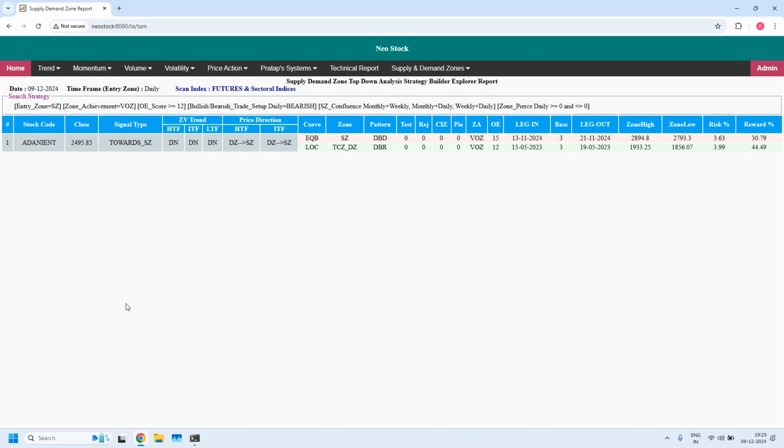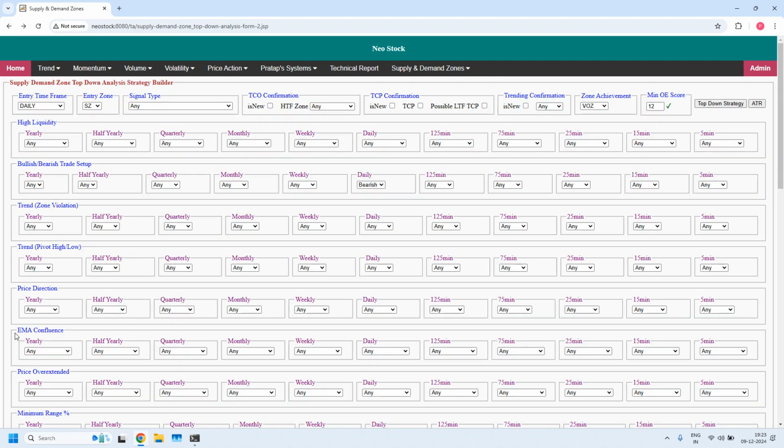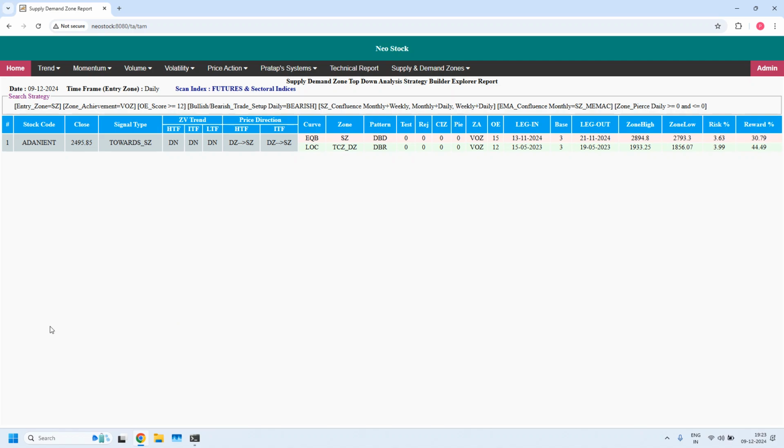So in this stock, the daily supply zone is part of the weekly, both together part of the monthly supply zone. Monthly trend is down. So if the monthly supply zone is having monthly EMA confluence, it is an even more high probability trade setup supported stock. Let's filter. Yes, it is filtered. So it's a high probability trade setup supported stock.